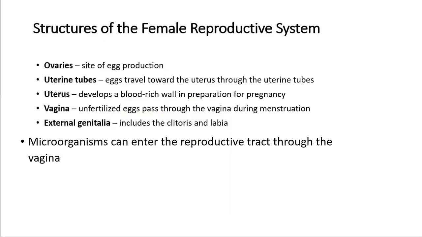Okay, so for the female, I'm not going to go too much into this because, again, this is anatomy and physiology, but you can see what all these sections do. The main thing to realize is that the vaginal area is a portal of entry. Microorganisms can get into the reproductive tract through the vaginal area and move up. In order to get into the kidneys, they have to go through the urethra, which is a different thing, and we'll talk about that.